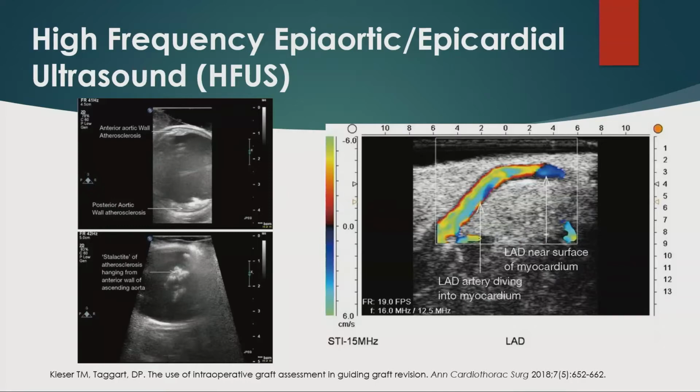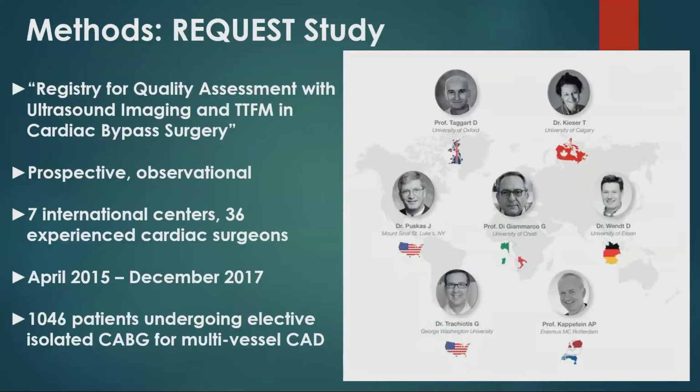High-frequency epiaortic and epicardial ultrasound are very useful in allowing inspection of the aorta beyond manual palpation, to help with cross-clamp site, cannulation site, or perhaps proximal anastomosis. The ultrasound is also great for finding intramyocardial coronary arteries, assessing the anastomosis, as well as after completion, or planning endarterectomy and target vessel location.